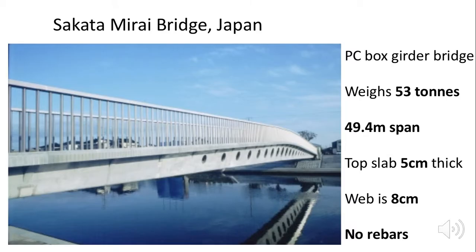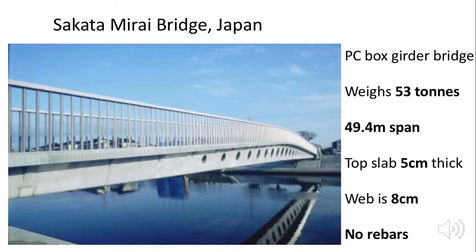They have already used some of this concrete to build this Mirai Bridge in Japan. It's a PC box girder bridge and weighs about 53 tons. It's a 49.4 meter span with a slab thickness of 5 centimeters. Can you imagine? A slab thickness of 5 centimeters, no reinforcement bars. Web is just 8 centimeters. And this is just a foot bridge that is going over this water body, as you can see.